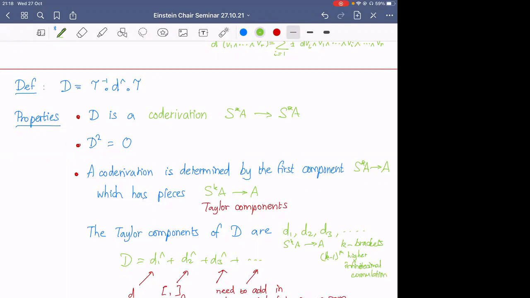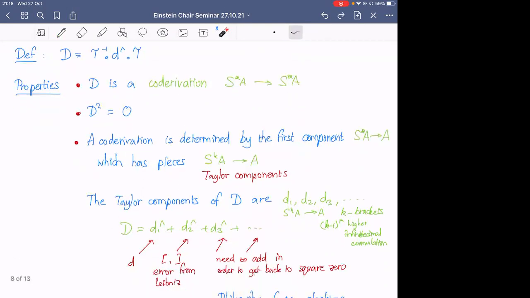Okay, so what does that mean? The Taylor components are D1, D2, D3, as we just said. For each map from S star A to A, we can extend it to a co-derivation. So if we extend each of the individual pieces, then the co-derivations, when you add them all up, will give you the big D.